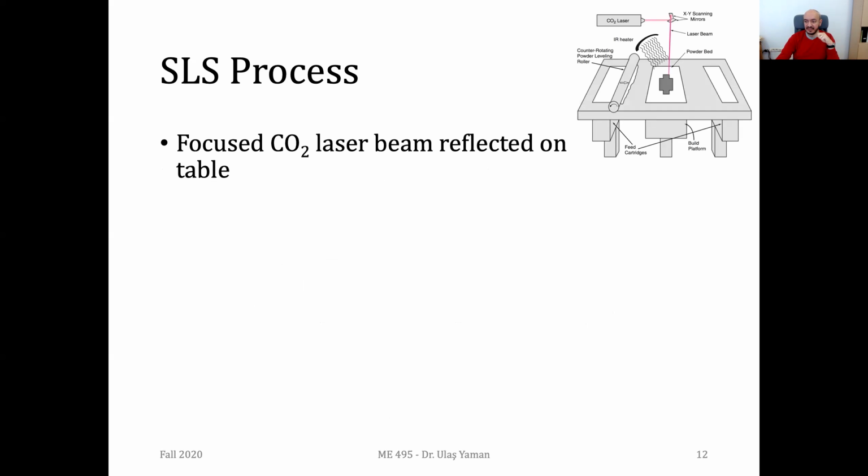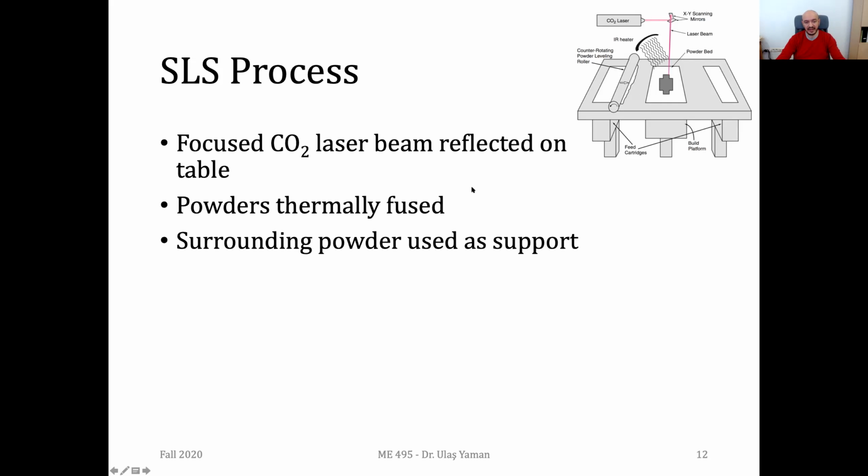Let's go into some details. For most of the time, they prefer to use carbon dioxide laser, but depending, as I said, on the material or on the process itself, you may use different lasers also. And in this process, we are fusing these powders in a thermal way.